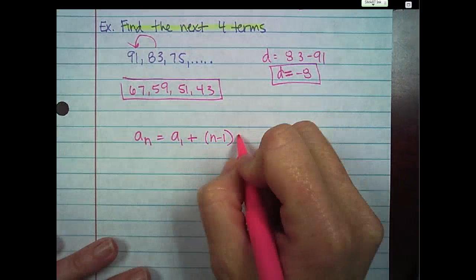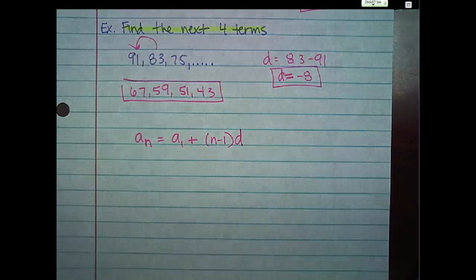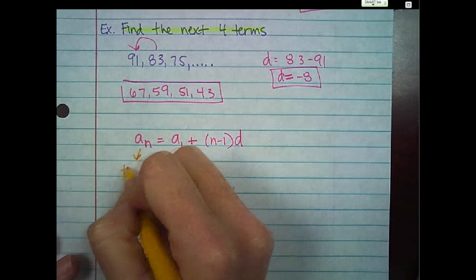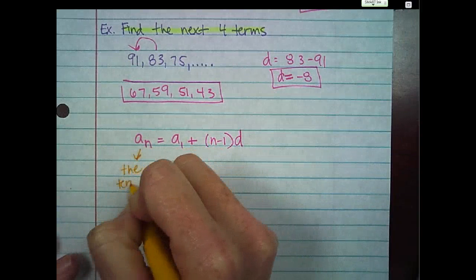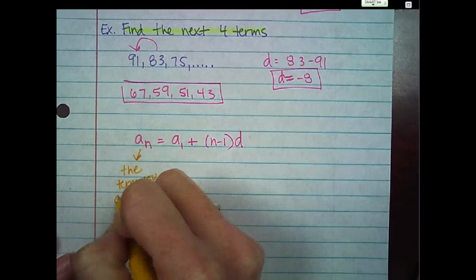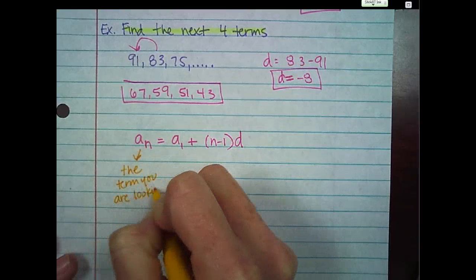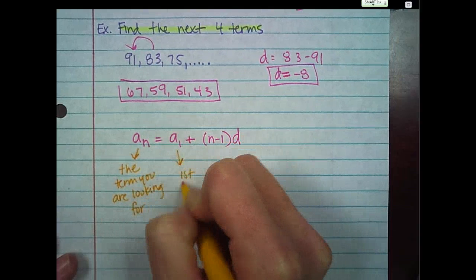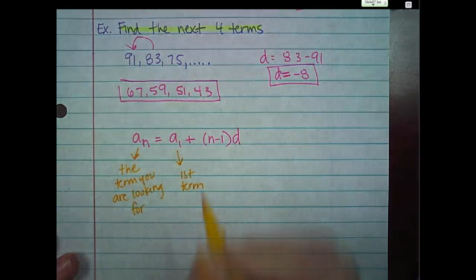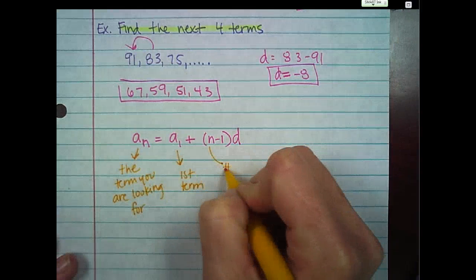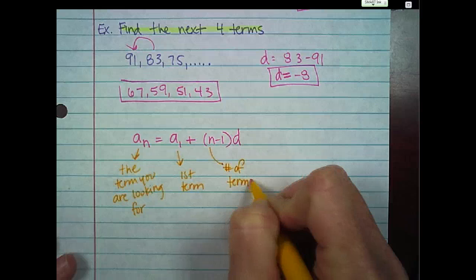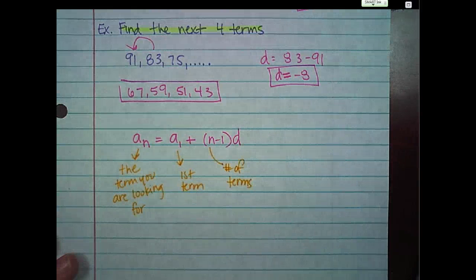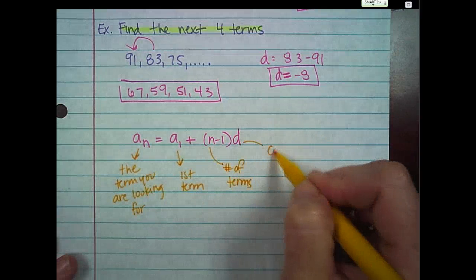Times your common difference. Okay, now, so that you'll understand what each of these mean, which you probably already know, a sub n is the term you're looking for. This is considered the first term. This is the number of terms. In other words, you're looking for the 50th term, the 40th, whatever. And this is your common difference.